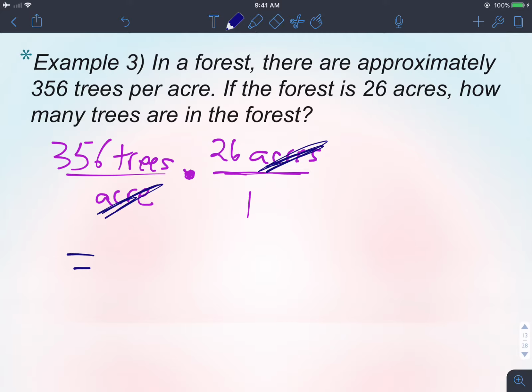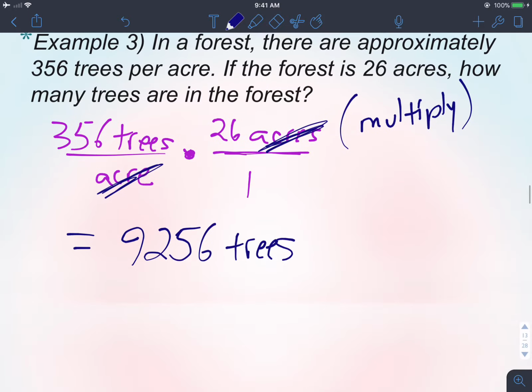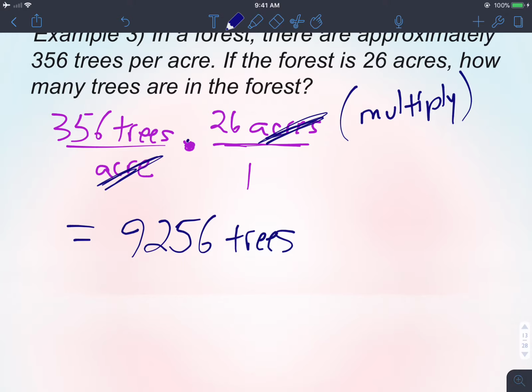There's not enough coffee in the world for me to do that in my head. So 356 times 26. 9,256 trees. Notice the dot. It means multiply.